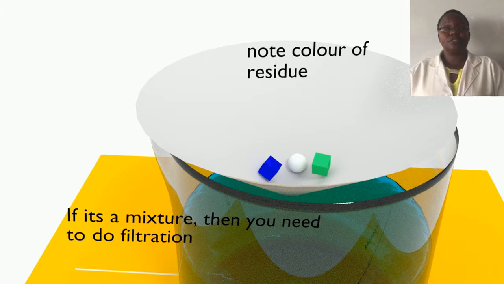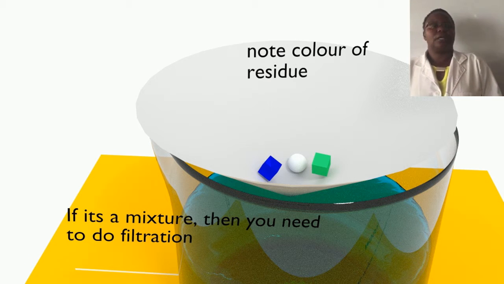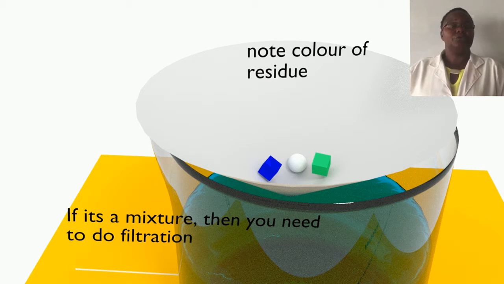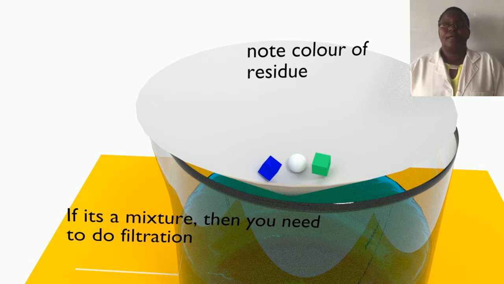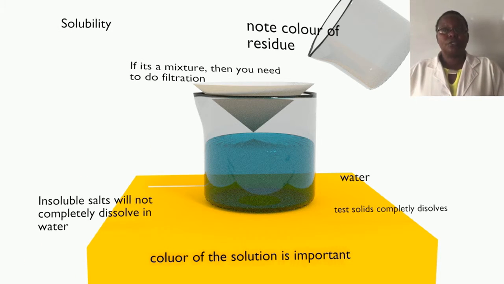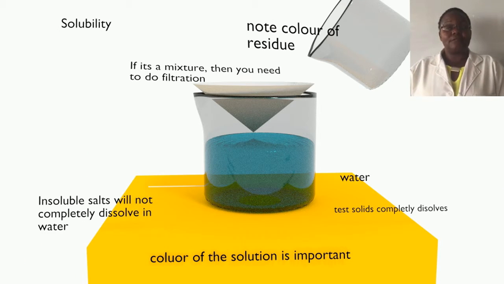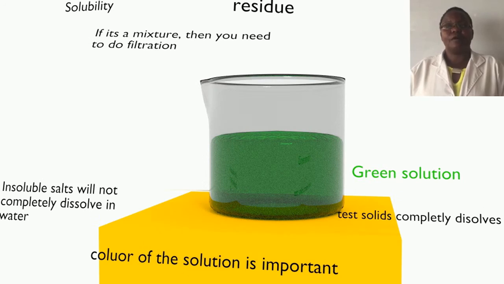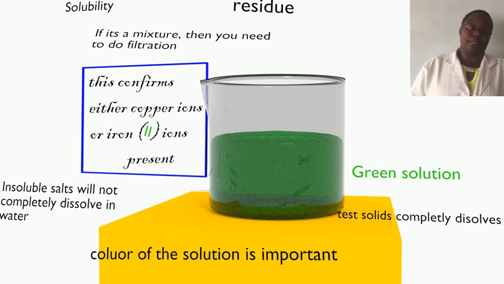It is important to state the color of the residue and the color of the filtrate where you have a mixture. Now, when a solution is formed, the color is very important because it leads you to conclusions on what the substance contains. For example, if you have a green solution, then your most likely conclusion would be that you have either copper ions or iron 2 ions.